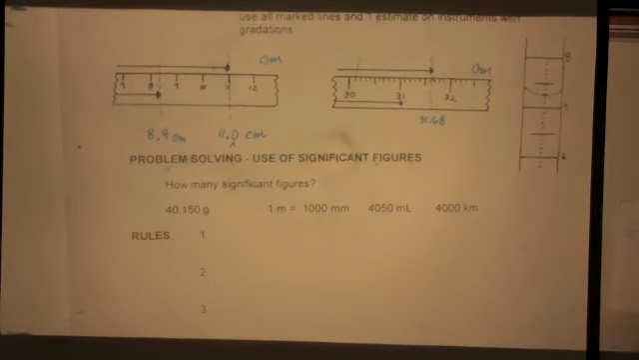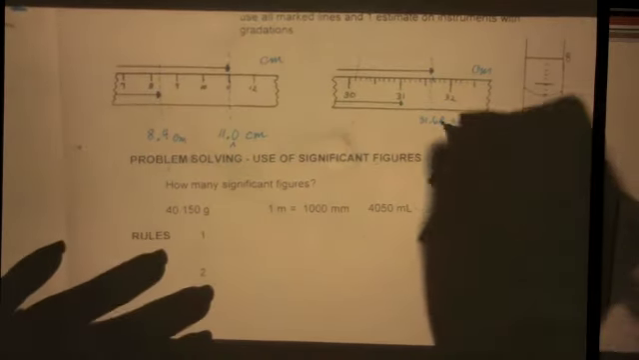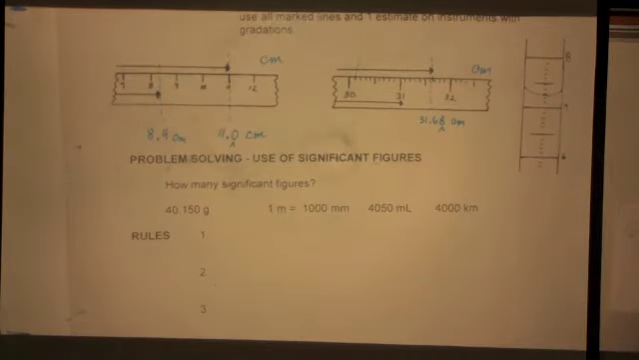But again, if your paper is a little bit different, if you have 31.66 or 31.7 or 67, something like that, you're going to be okay, because your estimated digit can be plus or minus.